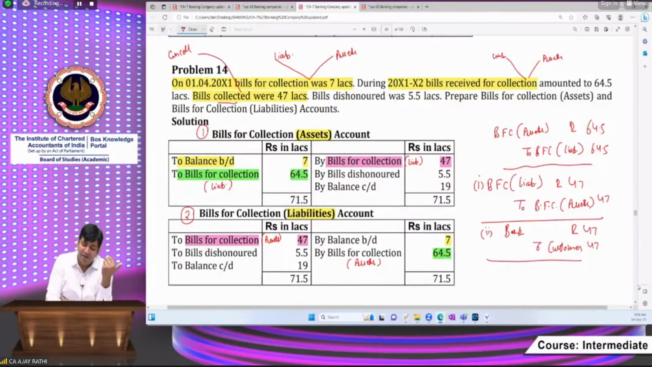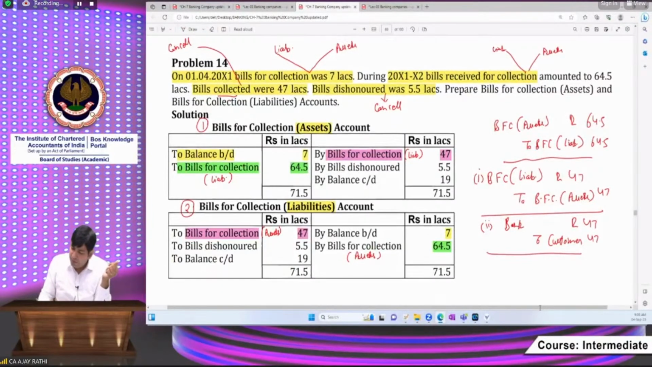Beta, whatever will happen, you need not take tension because you are not the reason for the same. Bills dishonored. How will the bank record? Again, the bank will cancel. Will there be any bank account debit to customer account? No, beta, because cash was not collected. So what will happen in this case?